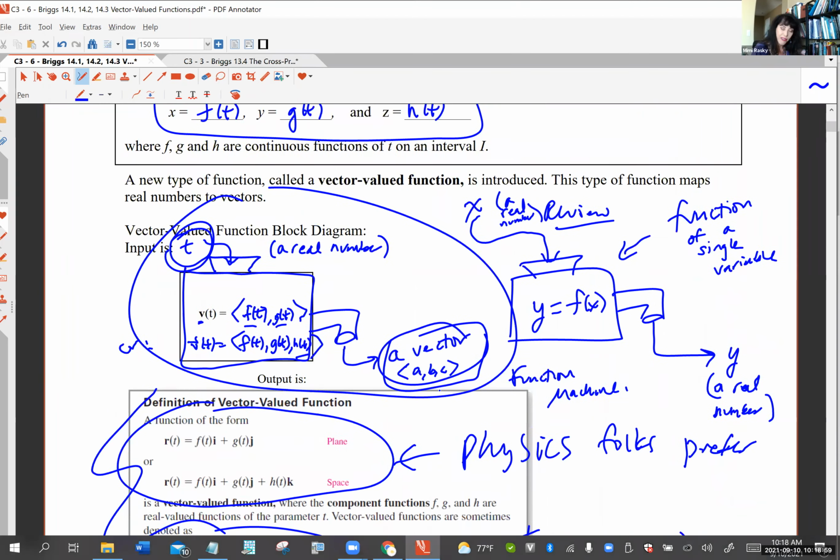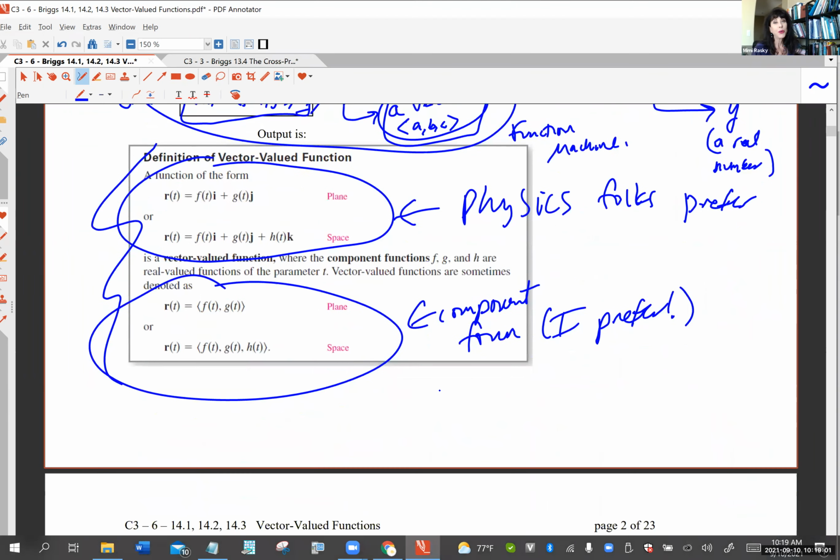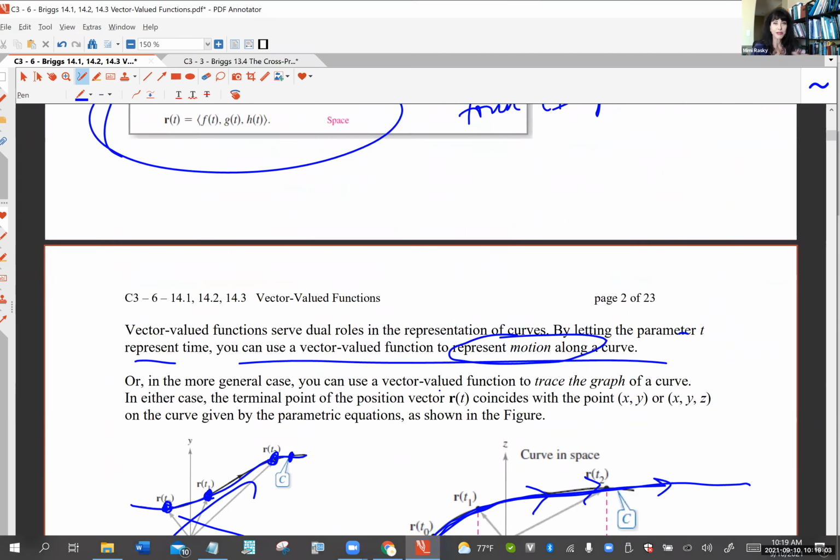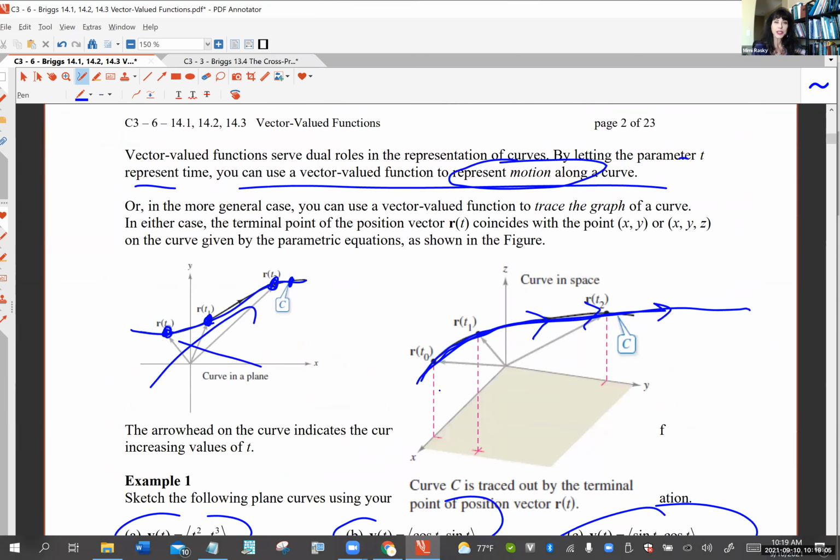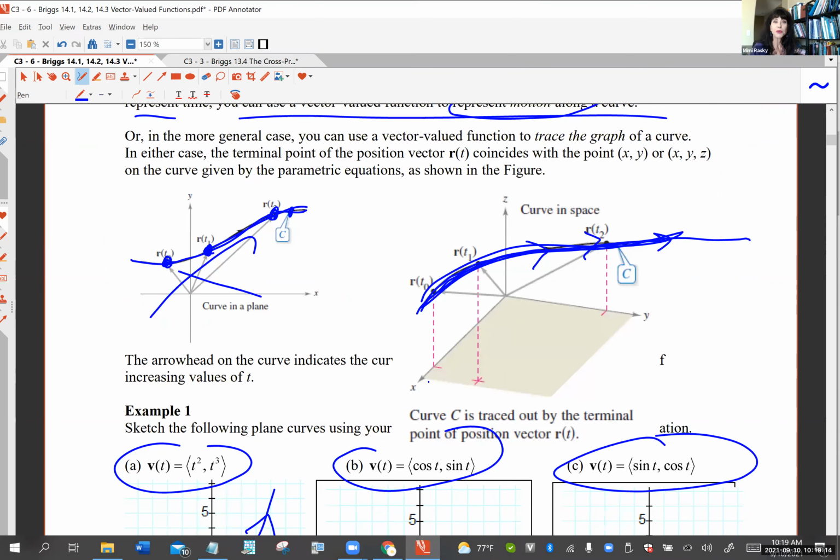But when you graph a vector valued function, you don't really graph the set of vectors. You erase all the vectors and you only keep their tips, and then you connect their tips. And so you get a curve, not a surface, you get a curve. And yes, we're going to be looking at both curves and surfaces in 2D and 3D in this course.